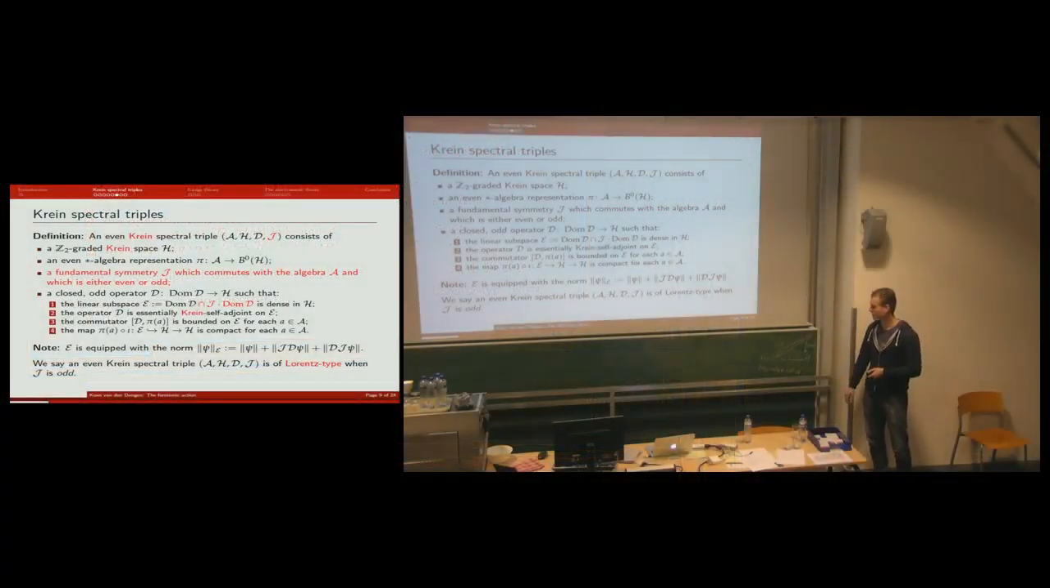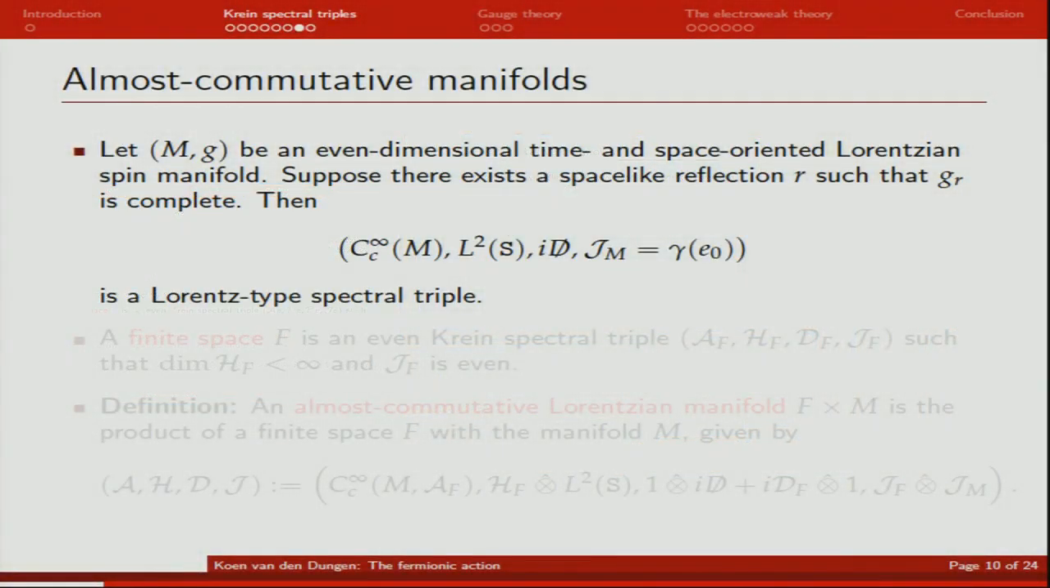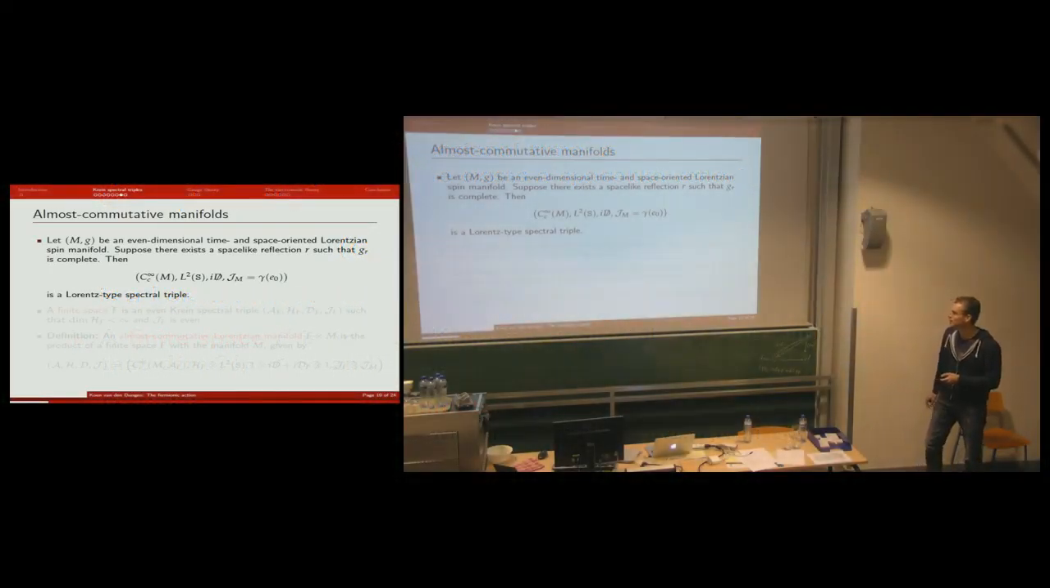All right, and one extra definition. We say a Krein spectral triple is of Lorentz type if the fundamental symmetry is odd. And it's only in this case that I will define the fermionic action. So of course, the main motivating example is the spinors on a Lorentzian manifold that I described. Of course, it is a Krein spectral triple. This is, of course, what I want. And in the case of Lorentzian signature, it's also a Lorentz type spectral triple, so the fundamental symmetry is odd.